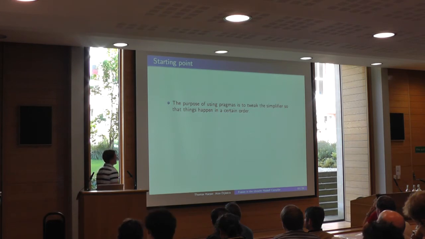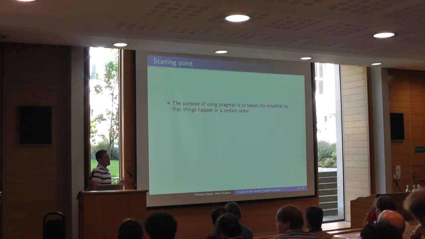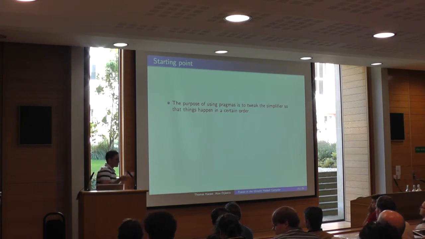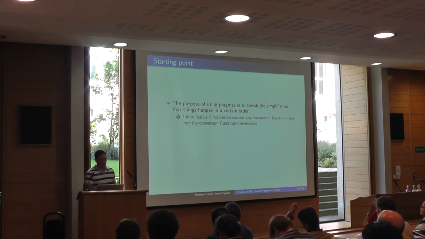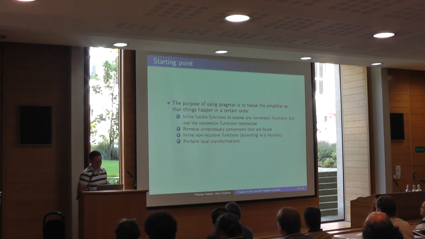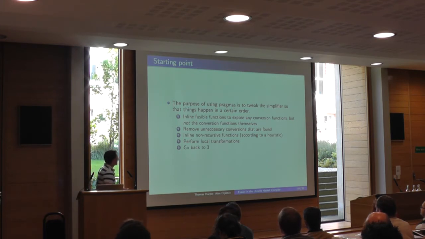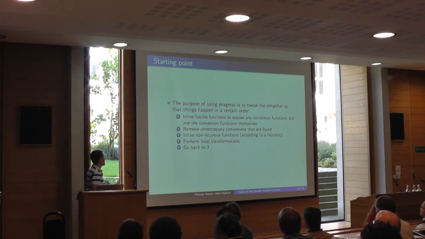So the first observation was that the purpose of using all these phases is to tweak the simplifier so that things happen in a certain order. Namely, functions we want to fuse are inlined, the conversion functions are not inlined, the rewrite rule has to fire, and then some other local transformations have to occur. The only sort of interesting part of this is perhaps that steps 3 through 5 happen quite a lot. So usually you inline some non-recursive functions, you perform some local transformations, and then you might do this again.